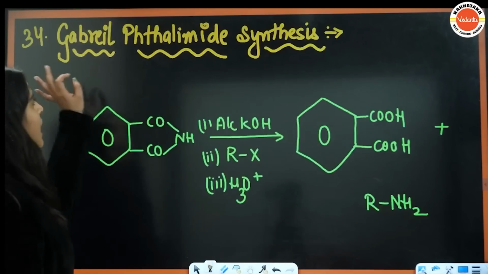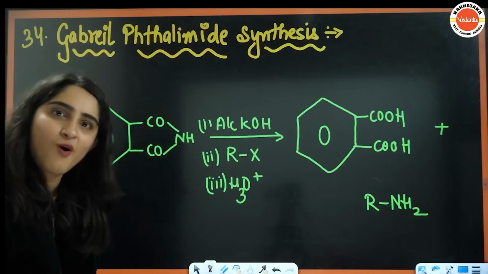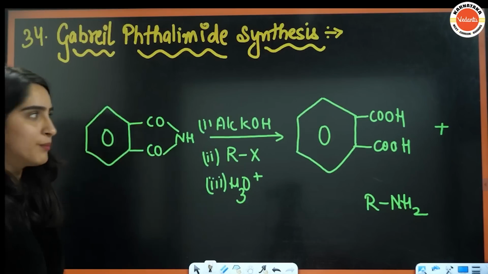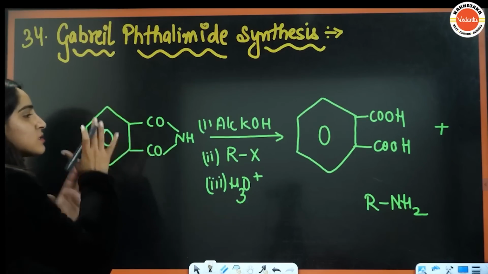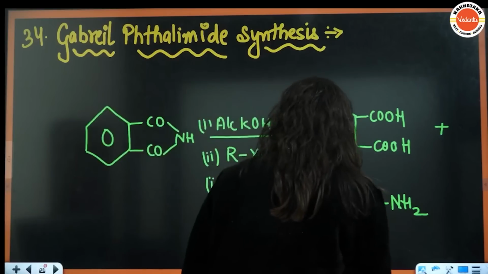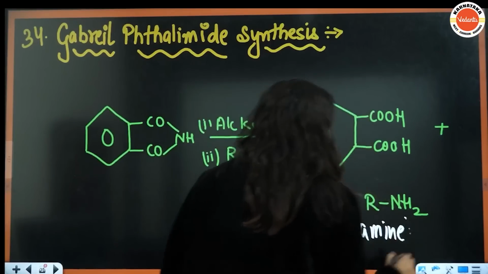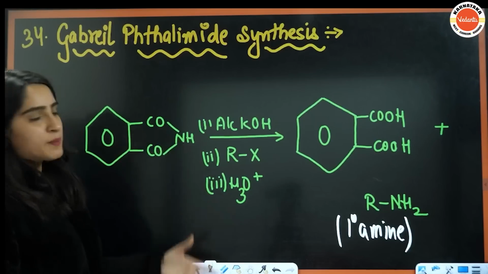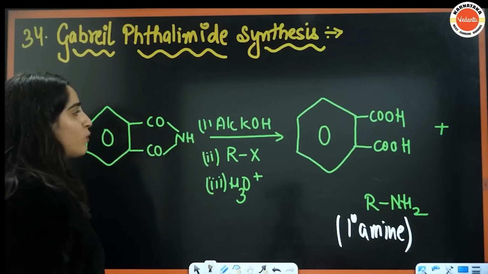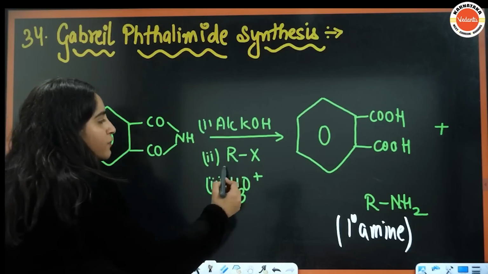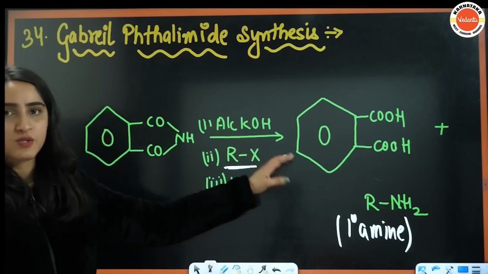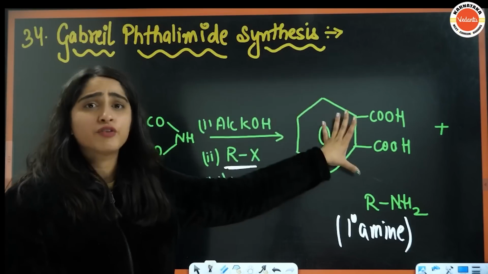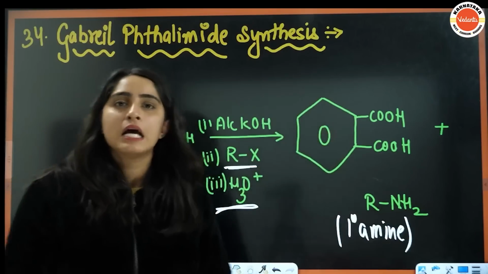Right. So next is Gabriel phthalimide synthesis. Oh my god, this seems like Gabbar. You can see the face is like Gabbar. So now you can see what will happen here. This is the formation of 1 degree amine, just for 1 degree amine. Firstly, we use alcoholic KOH, so this NH hydrogen will be replaced by K. After that we have reacted it with RX, so this K will be replaced by R, and after that we hydrolyze it. Here phthalic acid will be formed, and you will have 1 degree amine.